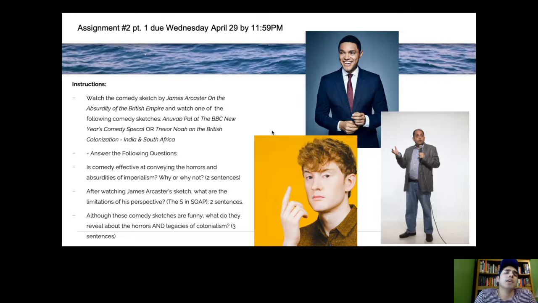So what I wanted to get at here is I didn't want to put him on the spot necessarily, because I think Trevor Noah does basically the same sketch that he does. But there are some unique perspectives and unique ways in which Arcaster is kind of limited in talking about British colonialism. All of them are rightfully critical of British colonialism, but Arcaster kind of focuses on one subject.